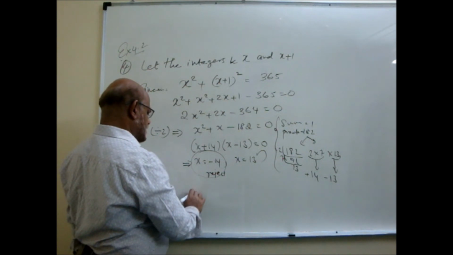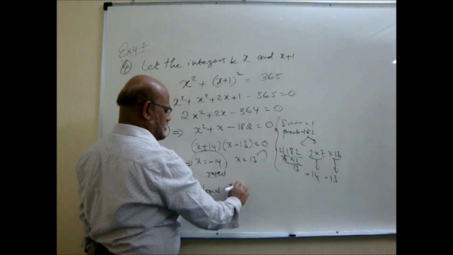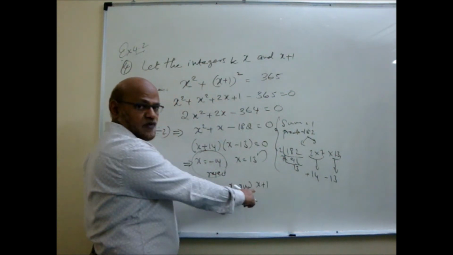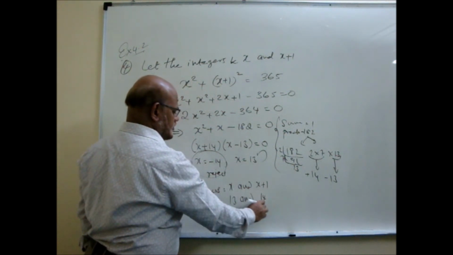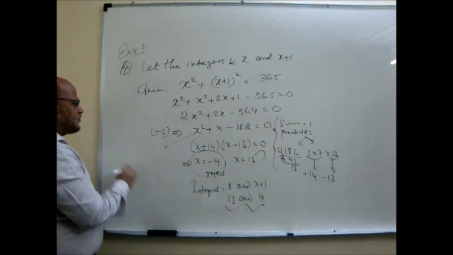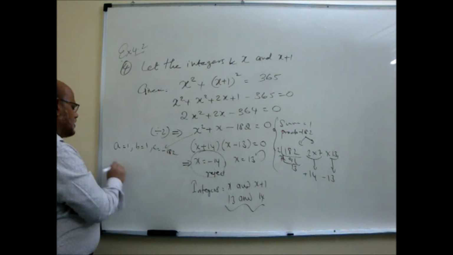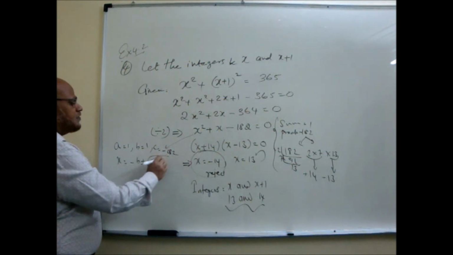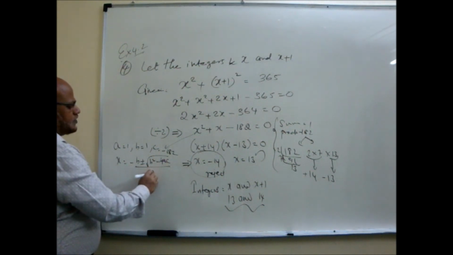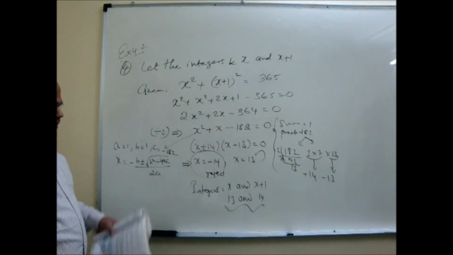So the required integers are x and x plus 1. So 13 and 13 plus 1; 13 plus 1 is 14. So these are the required integers. This is the way you do it. Otherwise, you directly apply the quadratic formula. A is 1, B is 1, C is minus 182. Apply x is equal to minus b plus or minus. Whenever you find difficulty in factorization, you can always apply the formula. Substitute the values, simplify, you get these values here. Any method. Okay. All right.